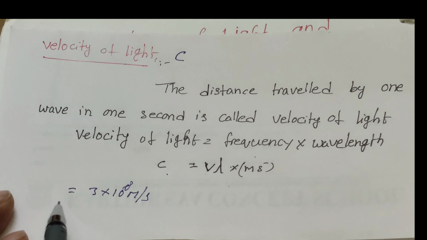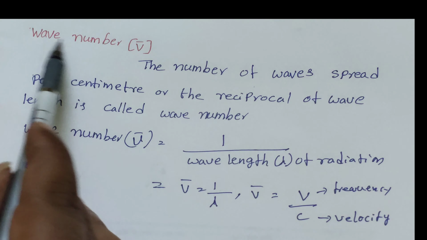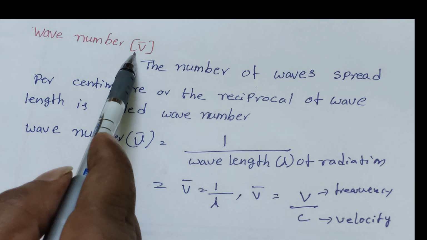In most cases, all electromagnetic waves travel at the same velocity, that is 3 × 10^8 meters per second. And next one is the wave number. Wave number we simply indicate as ν bar.